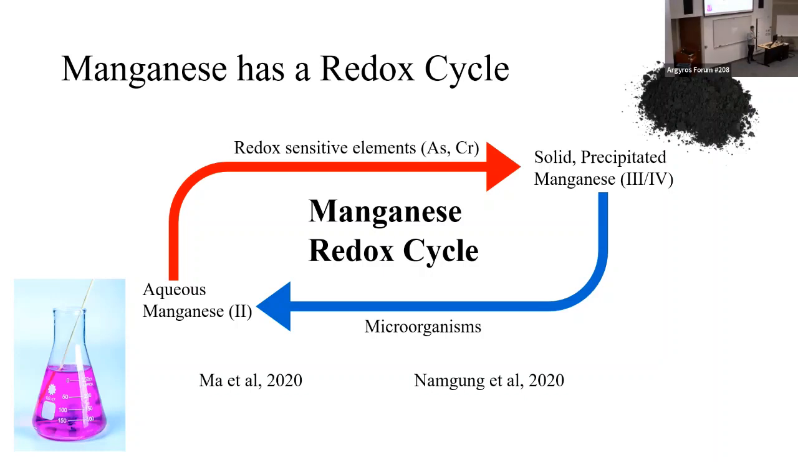In the context of groundwater, this is important, especially in your mines, because in that wastewater you can also have other redox-sensitive elements, such as arsenic or chromium. Arsenic is very important for this particular topic, because as manganese is oxidized, that can also reduce the arsenic. Arsenic, as we know, is a poison, and it is even more toxic in these reduced states.